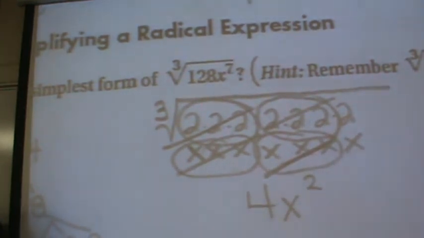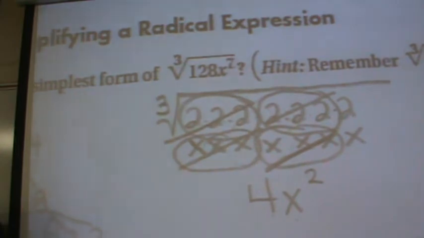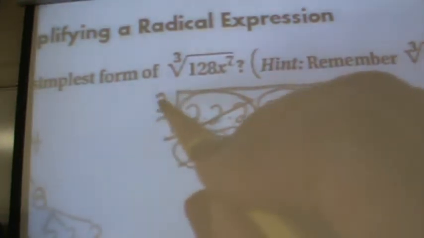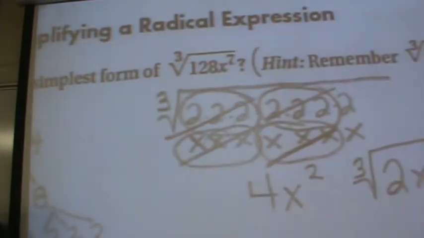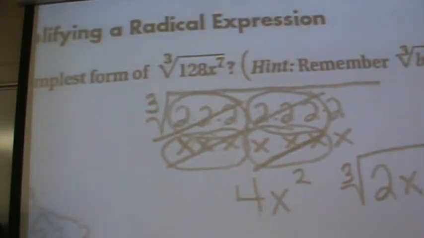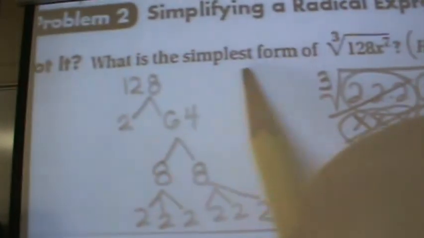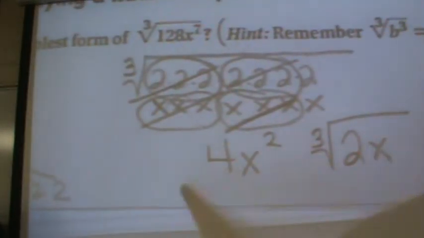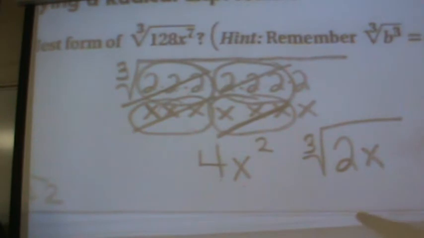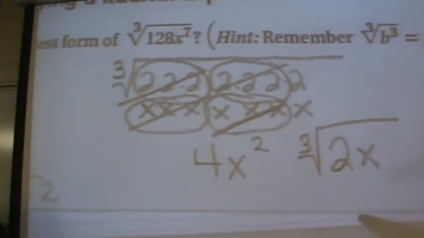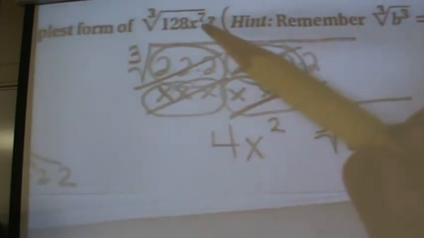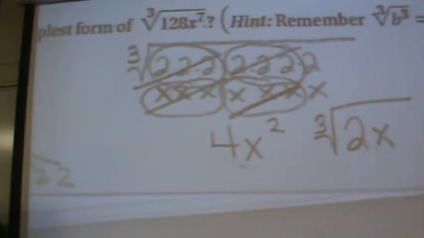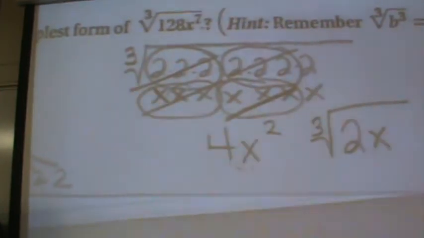Did everything come out? No. What stayed? 2x. So plus 2x. So what you have to do is keep the index cube root, and this is what stays. Unfortunately, it says, what is the simplest form of this? It doesn't look simpler to me, it looks more complicated, but this, needless to say, is your simplest form. Sometimes the simplest form doesn't look the simplest. But this is the simplest form, when you can take everything out of the radical.